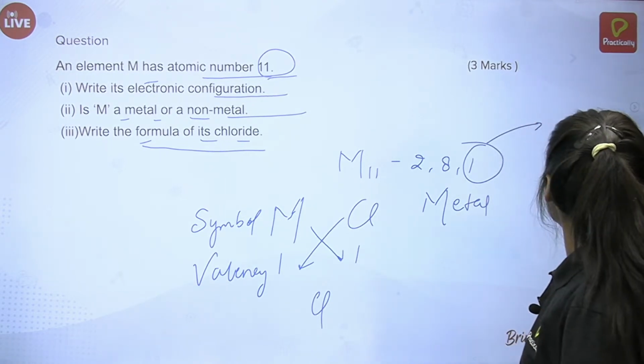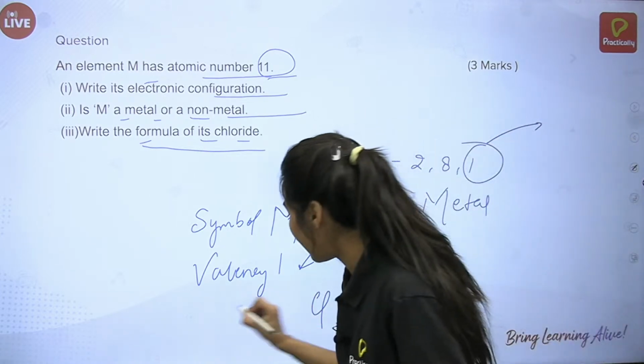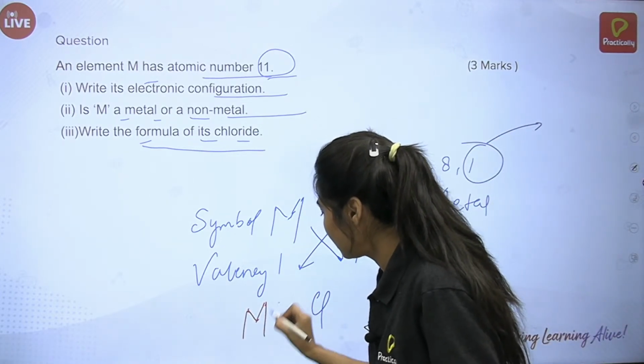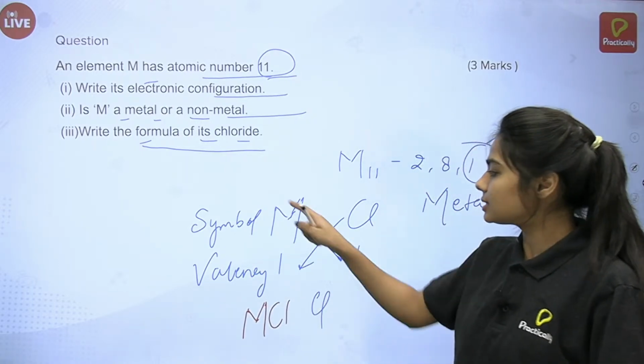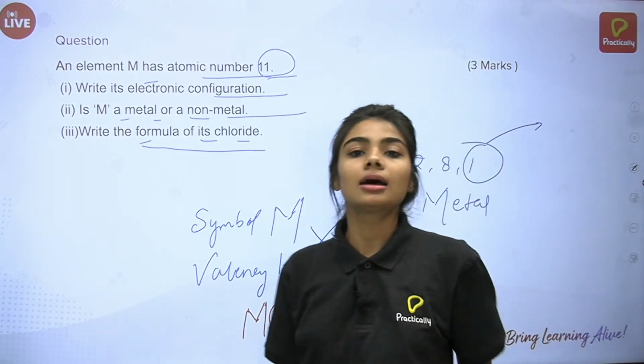So it is MCl. Here, 1 valence electron, 1 valency. So cross multiply it, and you will get the chemical formula.